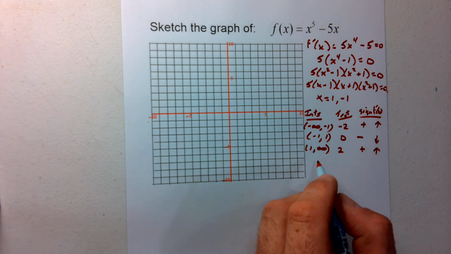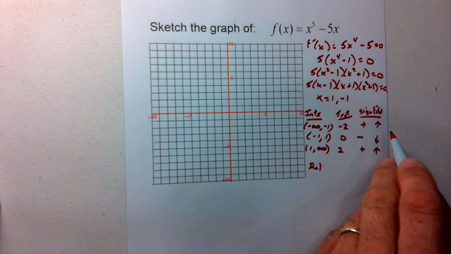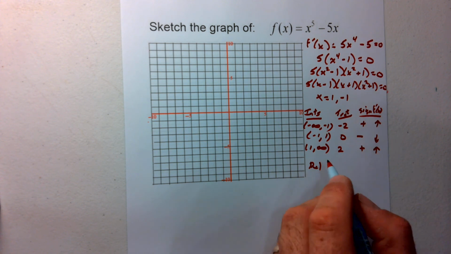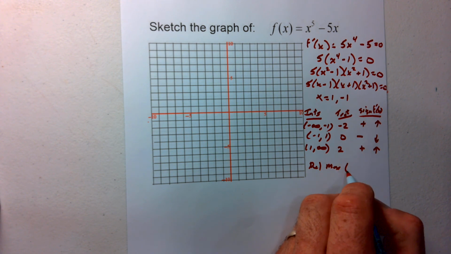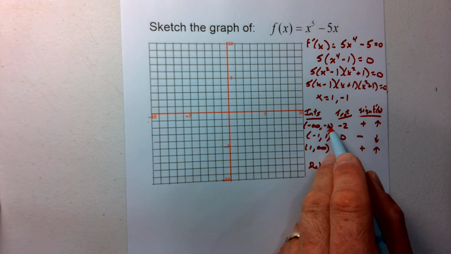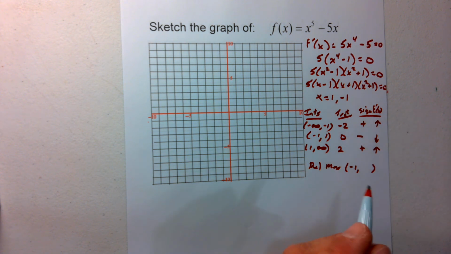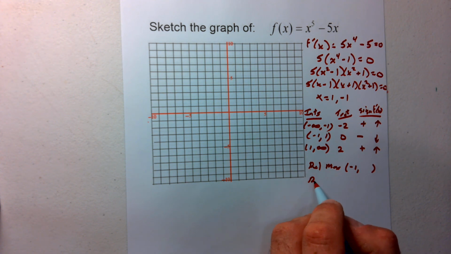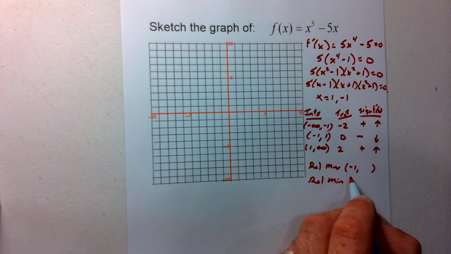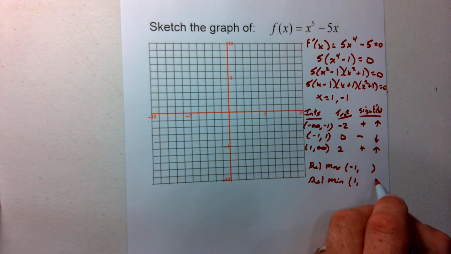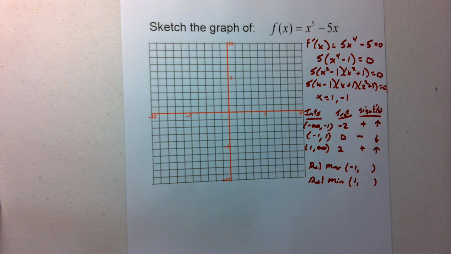So I have a relative max. If I go from increasing to decreasing, I know I'm going up and then coming down, so I'm going to have a relative max at, again, in this interval change between negative infinity, negative 1 to 1, is going to occur when x equals negative 1. And I'm going to have a relative minimum, because I go from decreasing to increasing, when x equals 1, so I can go ahead and find that point as well.